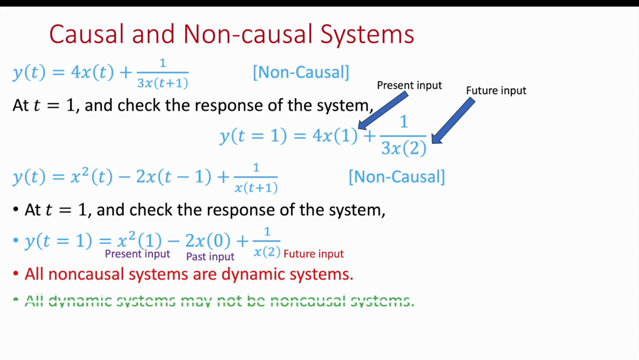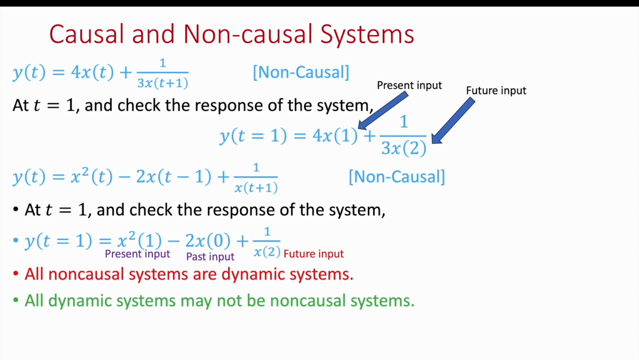The second point is that all dynamic systems may not be non-causal systems, because the condition for a non-causal system is that the future input must be part of the system response. But for a dynamic system it doesn't matter, because for a dynamic system the memory component is compulsory, and it is also present in the causal system.